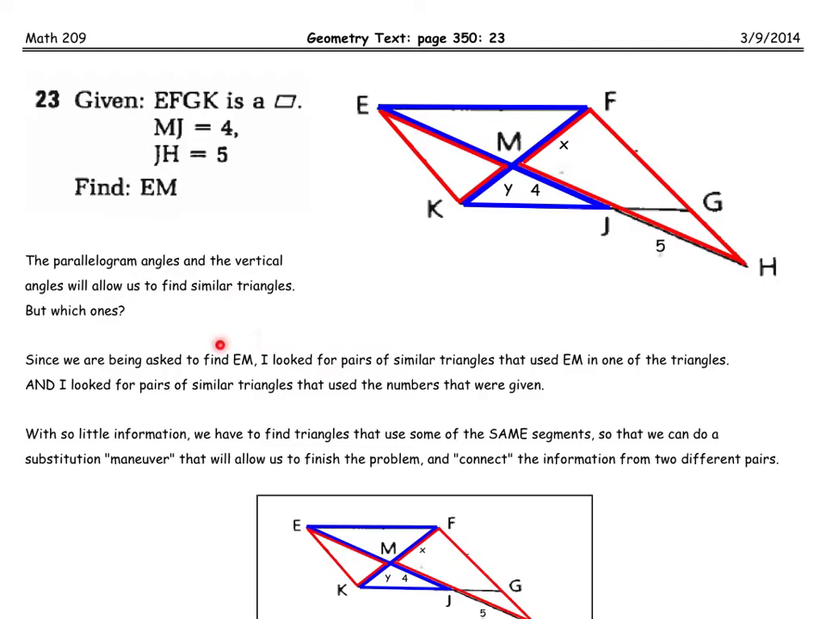Since we're being asked to find EM, I looked for pairs of similar triangles that used EM in one of the triangles. And I also looked for pairs of similar triangles that used the numbers that were given. With so little information, I expected that I would have to find more than one pair, and I was looking for triangles that had the same segments in both, because I might have to do a substitution maneuver at the end in order to connect the information from the two different triangles into one answer. Let's see how that works.